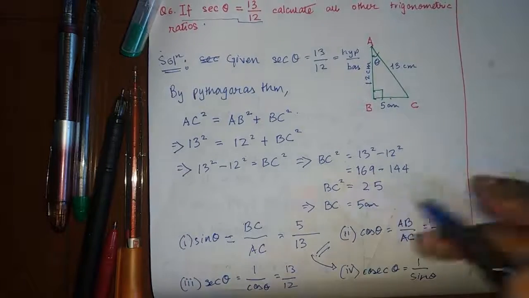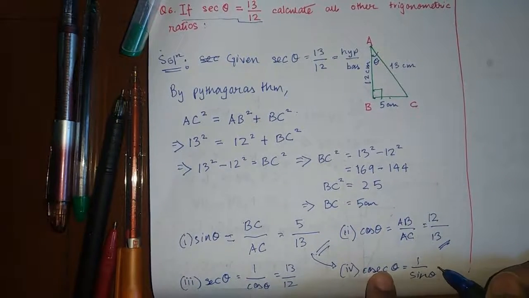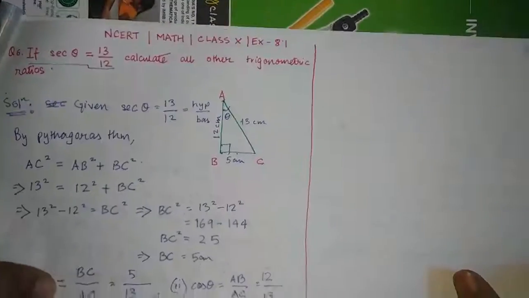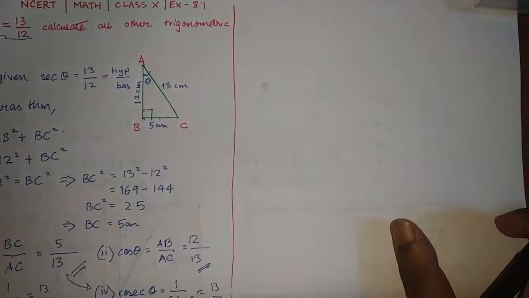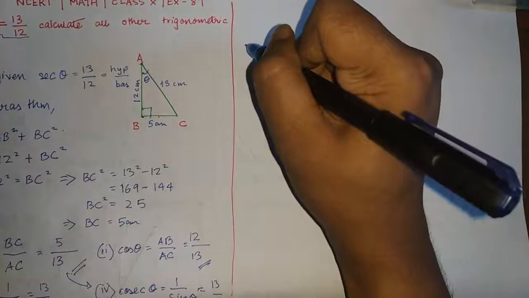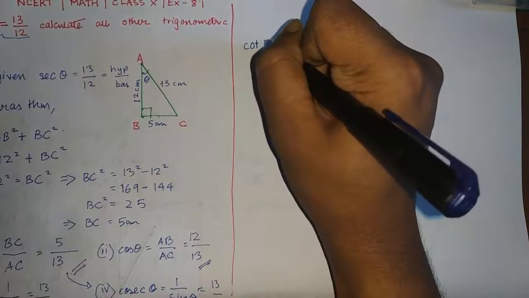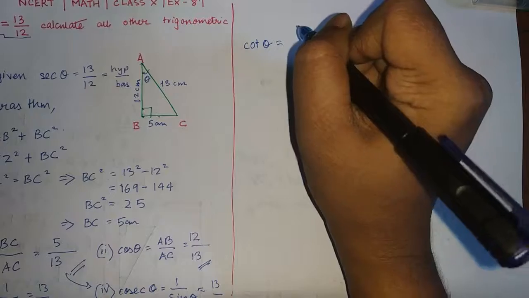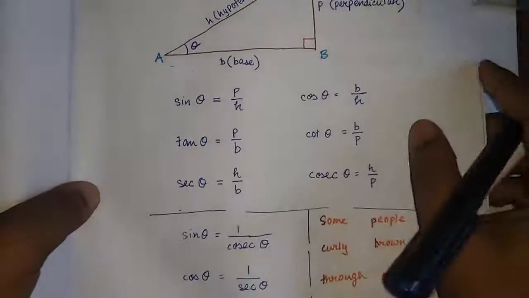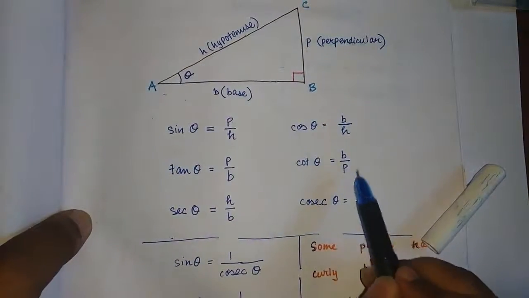If sin theta is equal to 5 by 13, then cosec theta will be equal to 13 by 5. Now you have to find the value of cot theta. So let's write the value of cot theta here. What is the value of cot theta? Let's revise. Cot theta is equal to base by perpendicular.